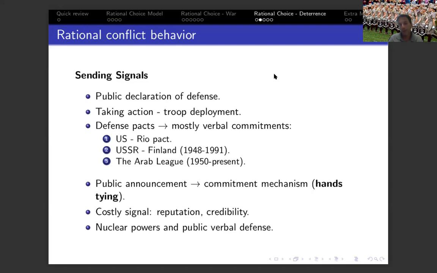Now, in the context of a nuclear power, this kind of announcement is even more powerful because, using the example of the United States, North Korea, and South Korea, a signal sent by the United States as a nuclear power should deter North Korea from considering an attack against South Korea, because that might mean that the response of the United States as part of this defense commitment might involve nuclear weapons. So nuclear capabilities make this kind of commitment, this kind of mechanism, even stronger.